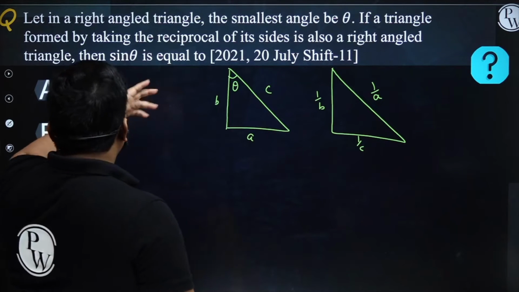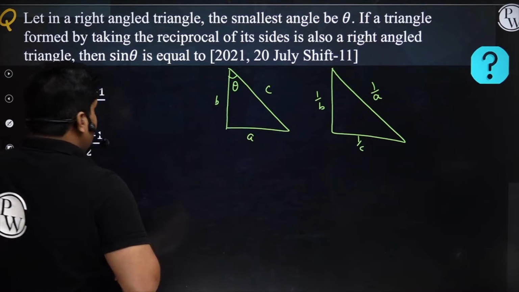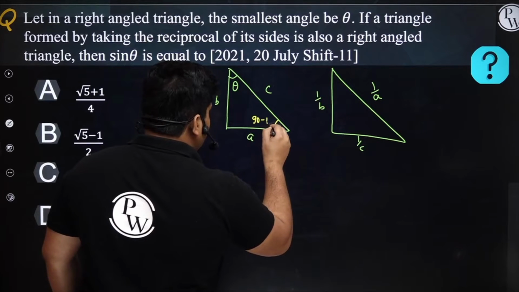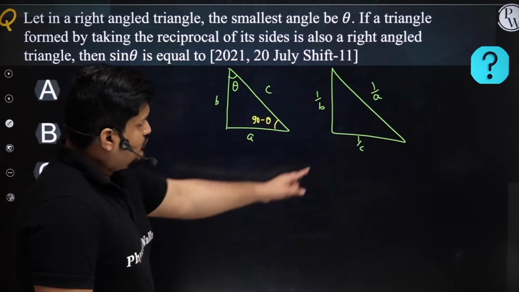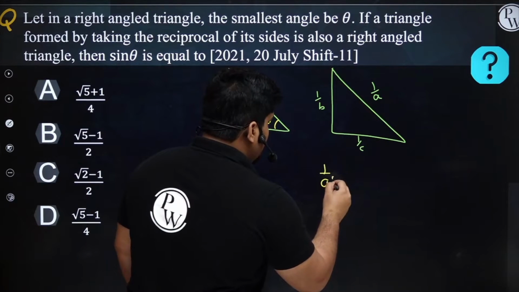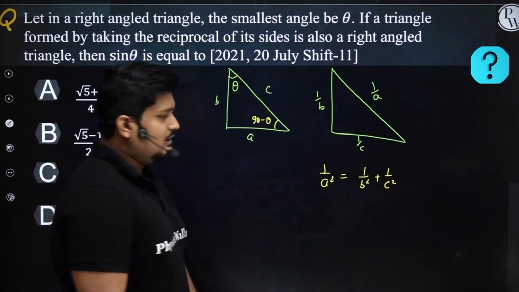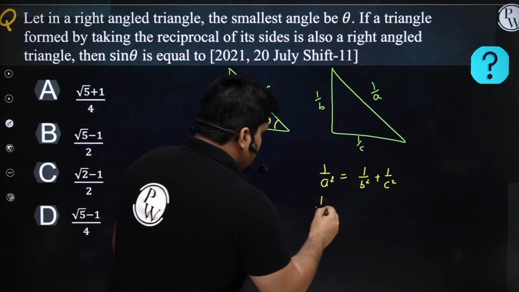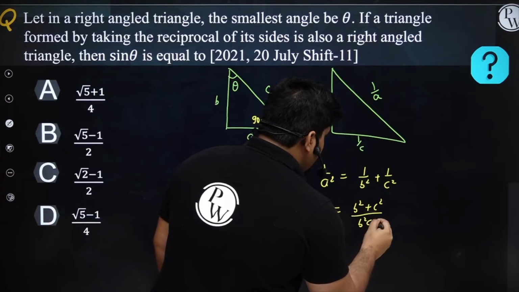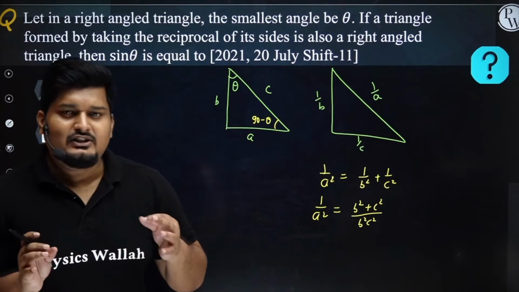Now what is next? We have to find out sine theta, guys. So it's not difficult at all. You see, there is some calculation. This is theta, this is 90 minus theta. So in the second triangle, we have 1 by A square equal to 1 by B square plus 1 by C square. Correct? So 1 by A square is equal to (B square plus C square) divided by B square into C square. Right? Now we can write all these sides in terms of theta.